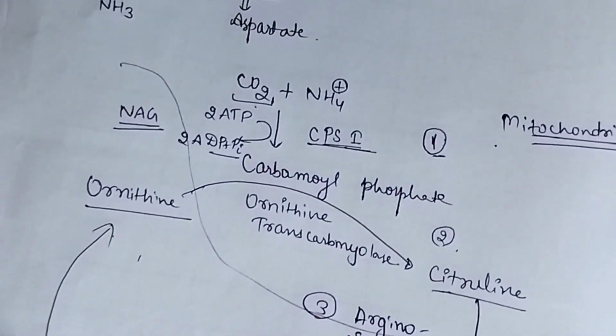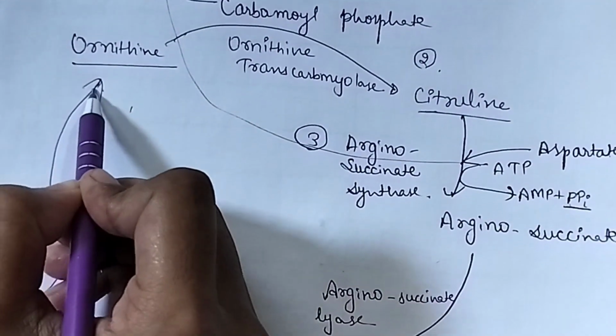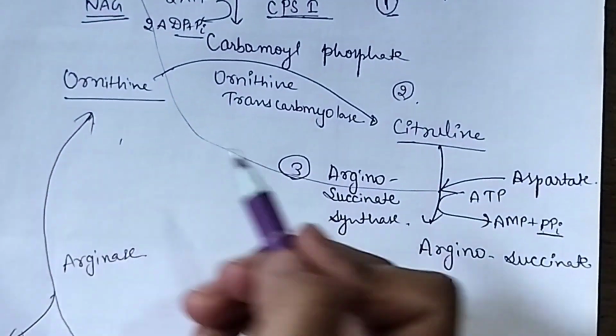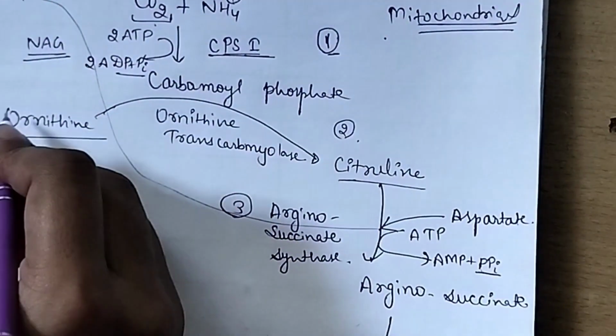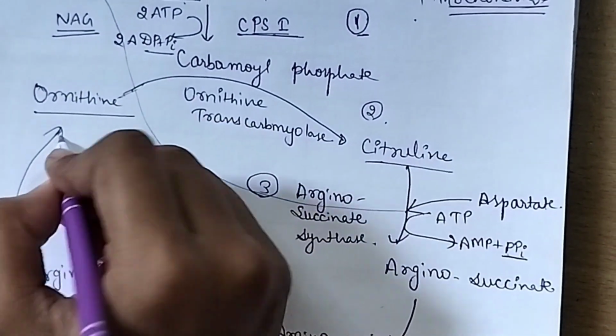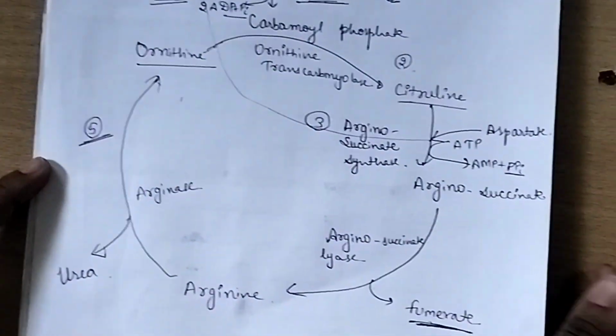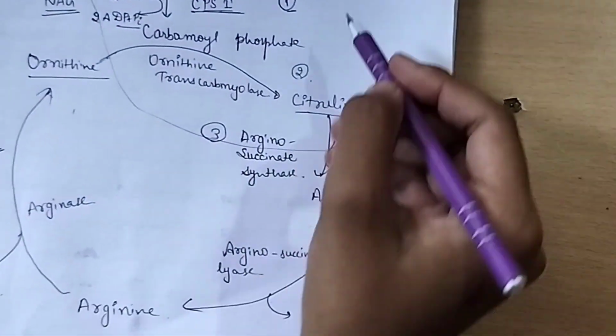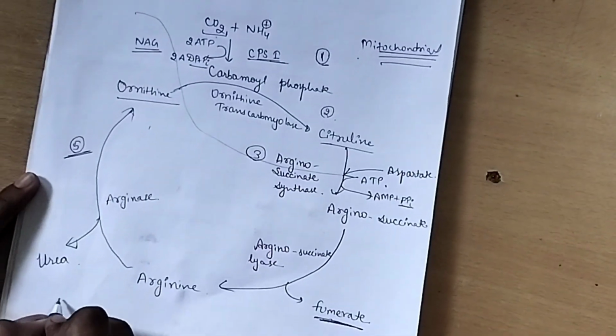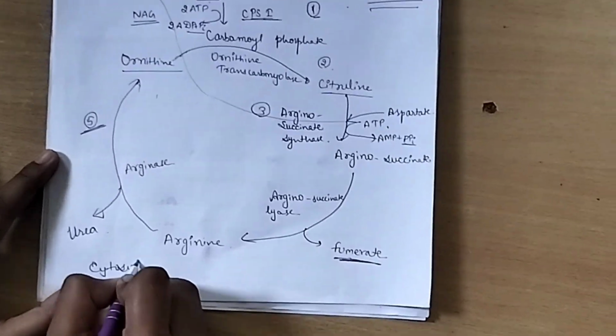With the help of the special ornithine translocase transporter, we have to transport this into the mitochondria. These are the 5 steps of the urea cycle. The initial 2 steps occur in the mitochondria and the final 3 steps occur in the cytosol.